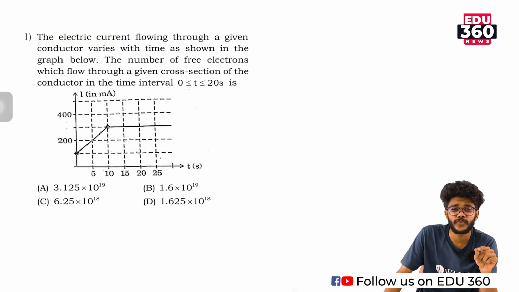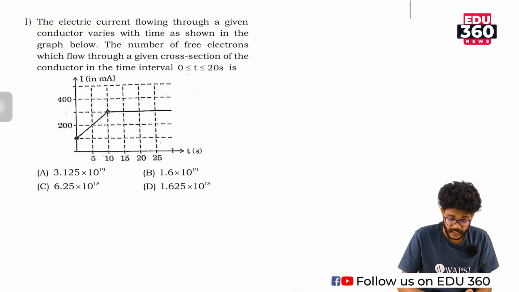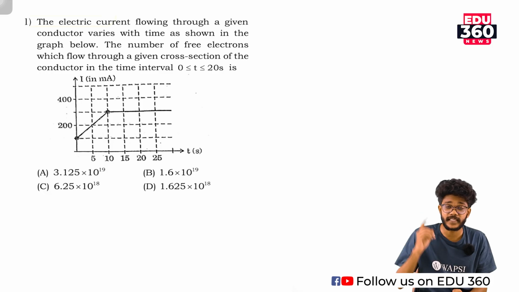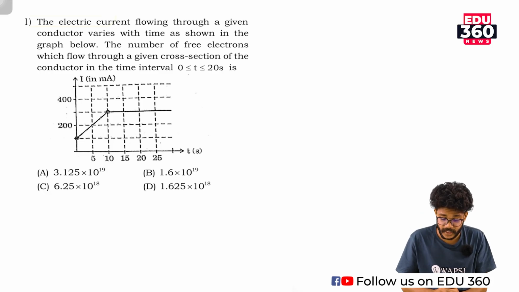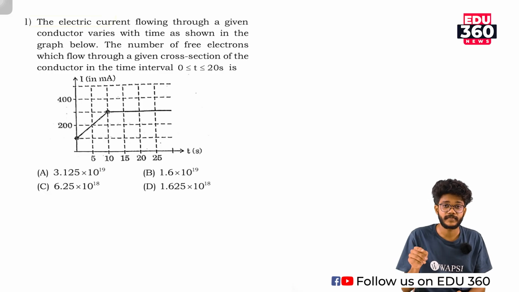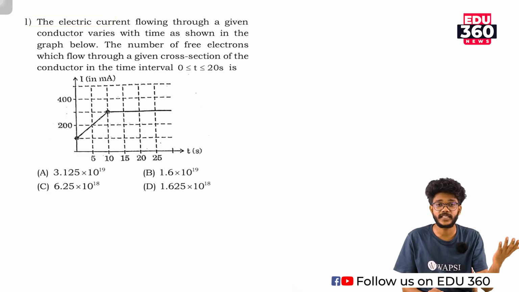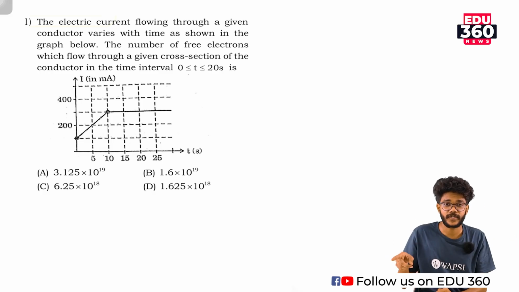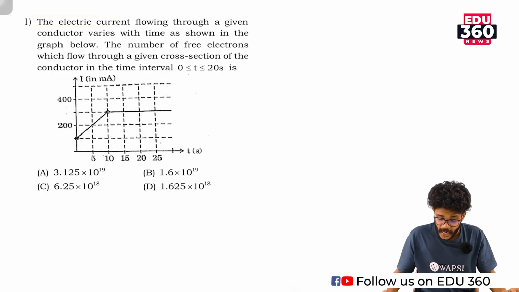So we can go to an interesting section called electronics. Okay. So the first question is, the electric current flowing through a given conductor varies with time as shown in the graph. So in this graph, we can actually see the variation of current in the y-axis and the variation of time in the x-axis. That means the change in y with respect to x. That means the change in current with respect to time is shown in this graph.